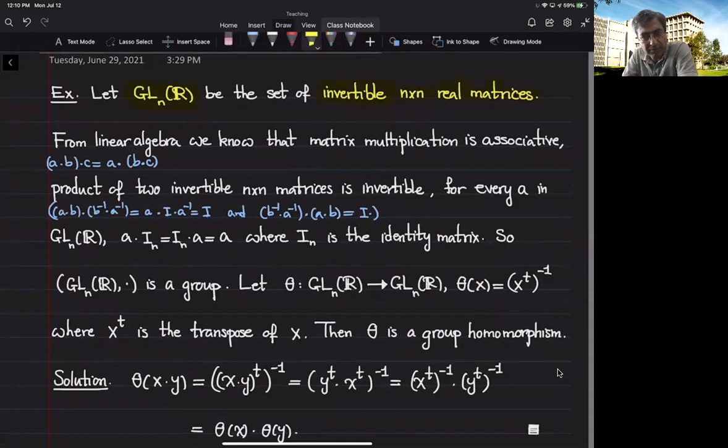Now, let's think about GL_n(R). The following function from GL_n(R) to itself, let's call it theta, is a group homomorphism. What is theta? Theta takes a matrix, looks at its transpose, and takes its multiplicative inverse. Here x^T is the transpose of x. The claim is that this theta is a group homomorphism.